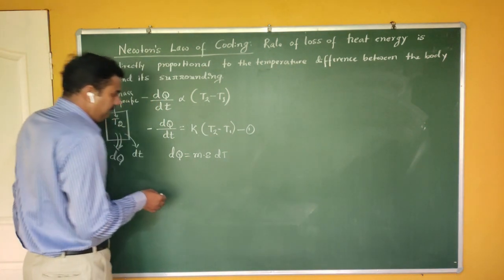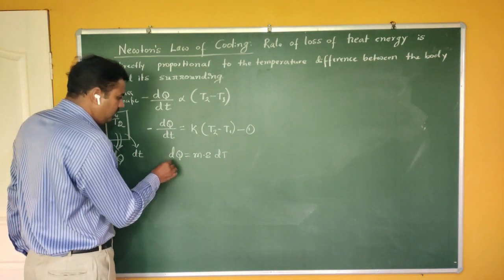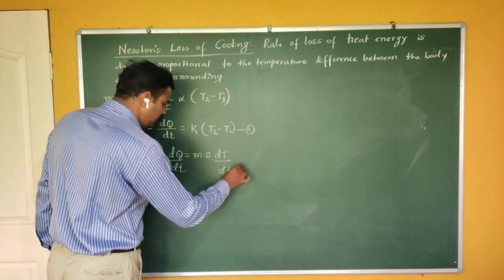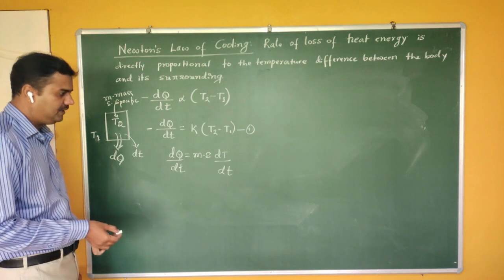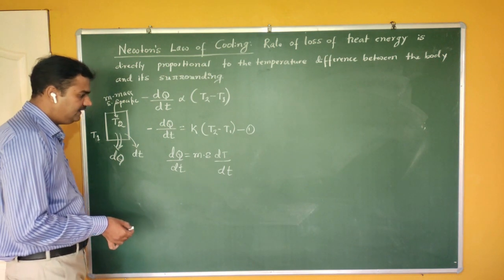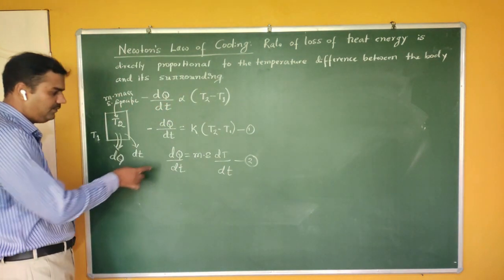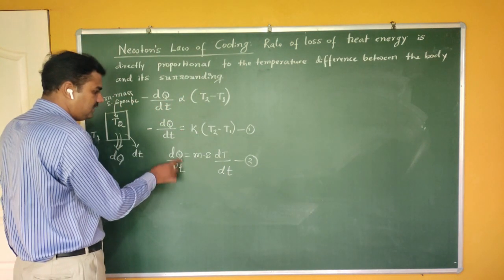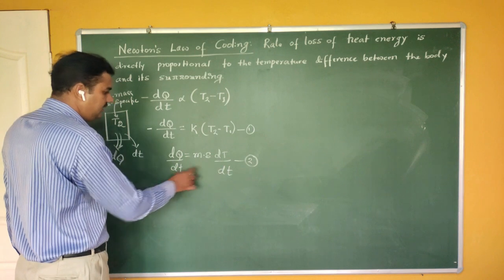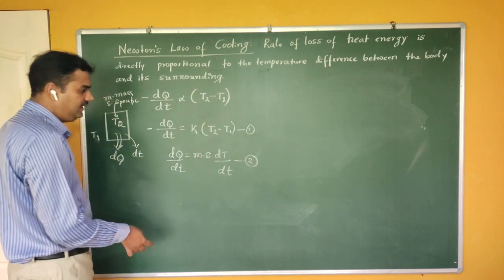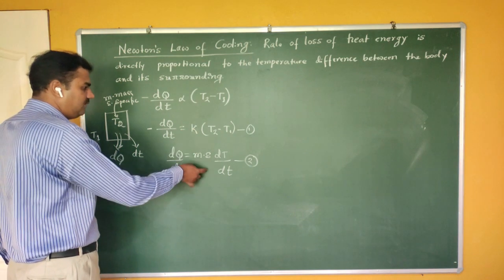So to equate equation 1 and equation 2, let me take dt on both sides. Then dq by dt becomes m into s into dt by dt. Let me call this equation number 2. I want to equate equation 1 and equation 2, so I am dividing throughout by dt, and you can see that dq by dt here is m s into dt by dt. Therefore, I can say that equation 1 and equation 2 are the same.